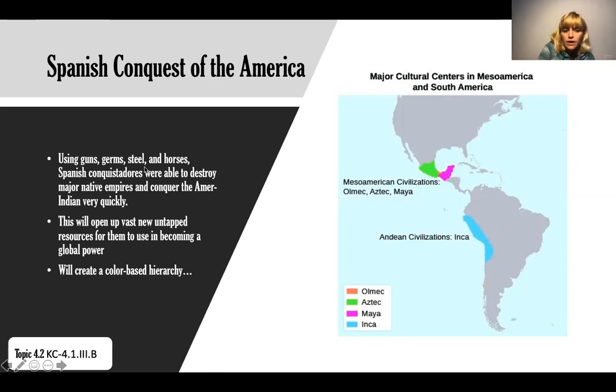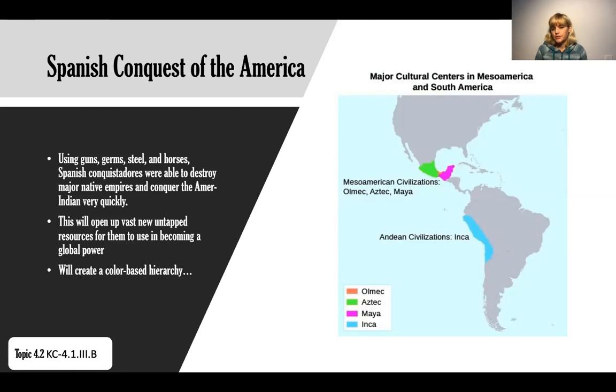this word right here, the conquistador, is a word for the conqueror. So the Spanish conquerors are going to use a combination of guns, germs, steel, and horses to conquer major native empires. And they're going to conquer these Amerindians very quickly. The Spanish conquistadors will conquer the Incas. They will conquer the Mayas, the Olmecs, and the Aztecs as well.